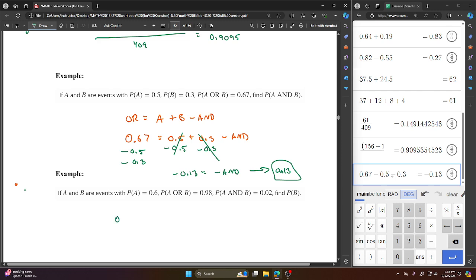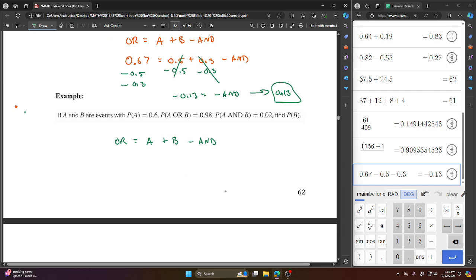Okay, here we go again. My OR is equal to A plus B minus the AND. I'm just following that same formula. What goes in here for OR? Yep, 0.98. My A is 0.6. B, I don't know B. Leave B alone. And there we go. Solve for B.